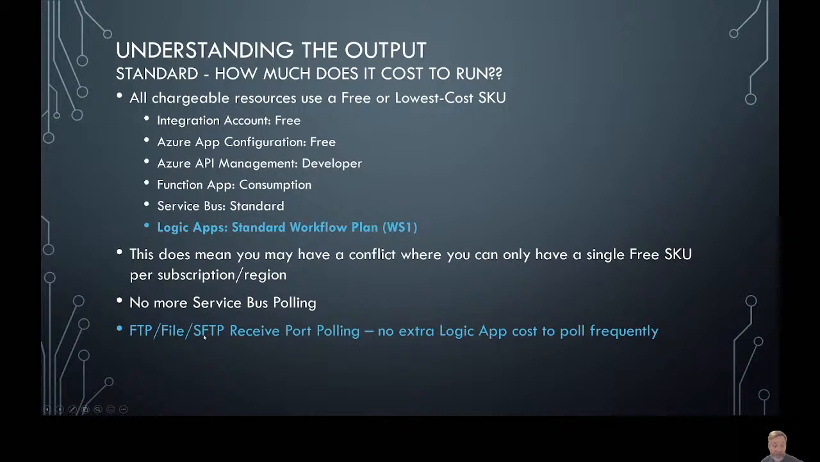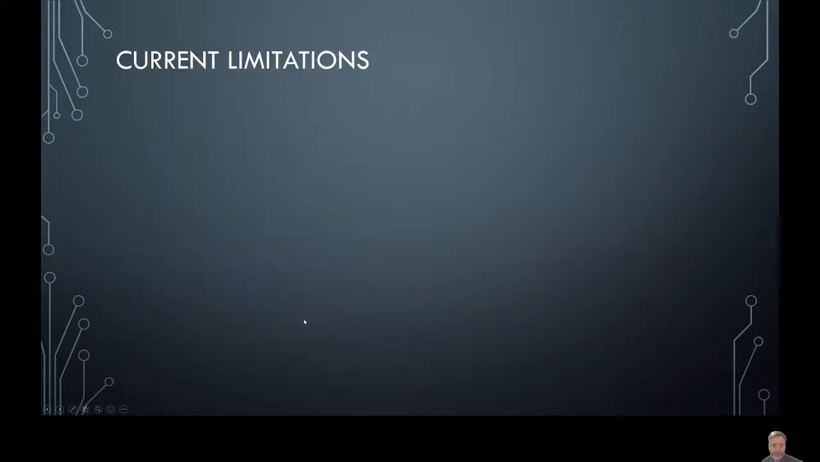The FTP file and SFTP receive ports still poll. You can make them run as much as you want. They can be every 1 second if you want, and there's no extra financial cost for doing that. But there's extra load on your servers by doing that, and that might not be a good idea. So at the moment, we're using whatever BizTalk said. If you were polling every 30 seconds in BizTalk, it'll be 30 seconds in the deployed application.